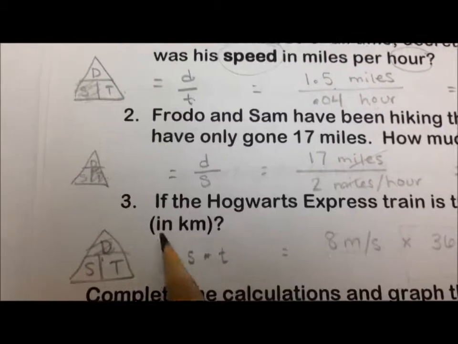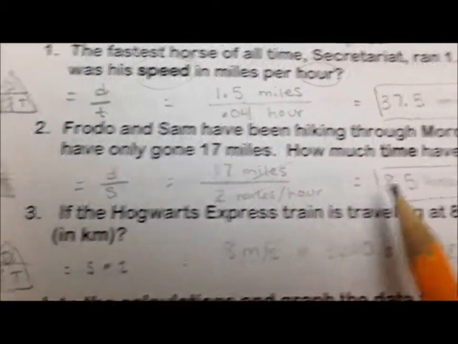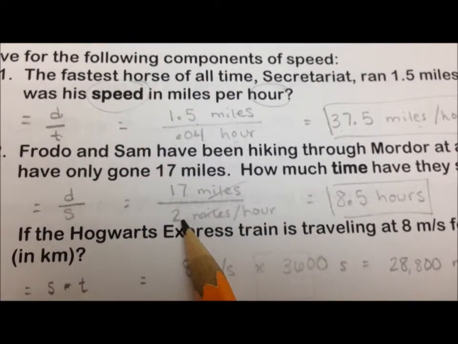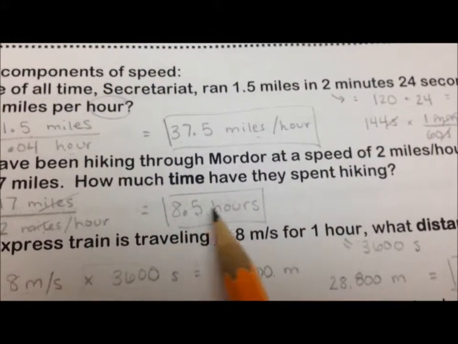Problem 2 is looking for time, so we cover up that. It tells us that our formula is distance divided by speed. So my distance is 17 miles, my speed is 2 miles per hour, and that gives me a total time of 8.5 hours. This one's much simpler.